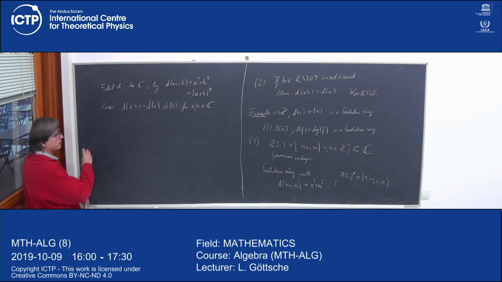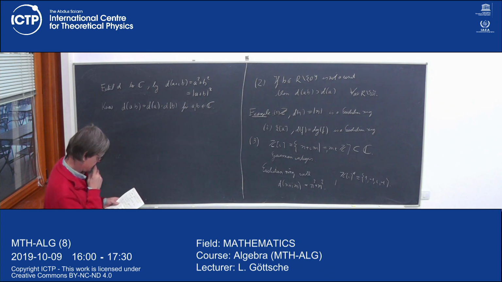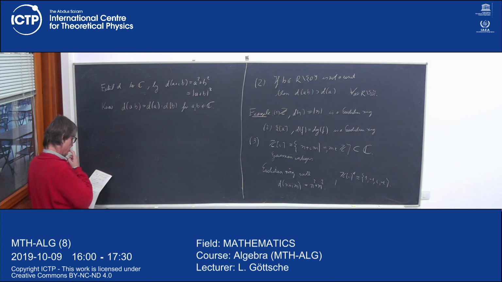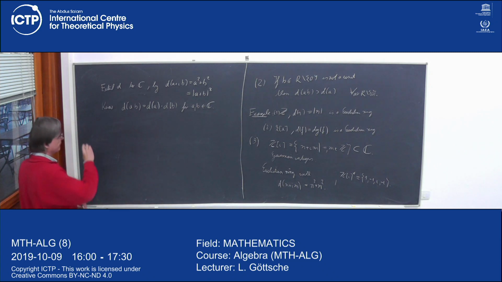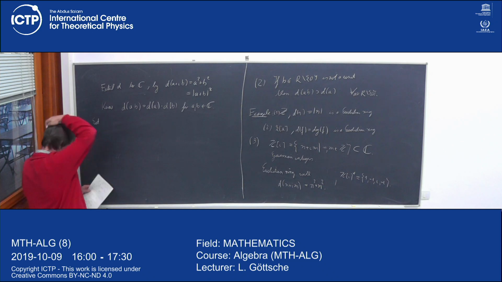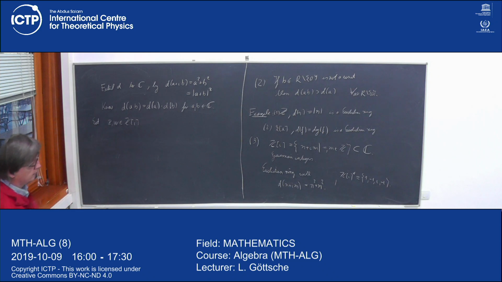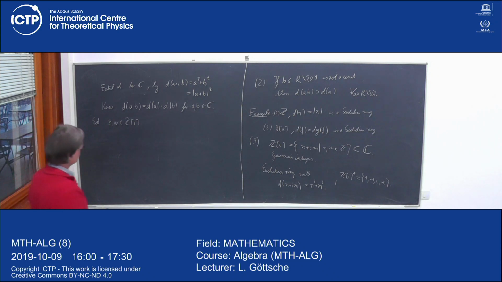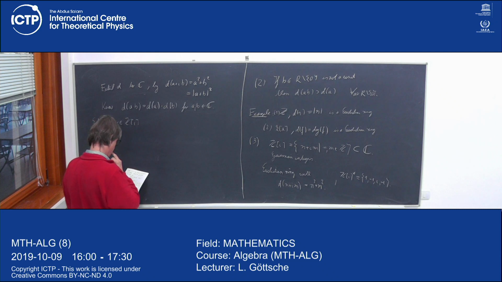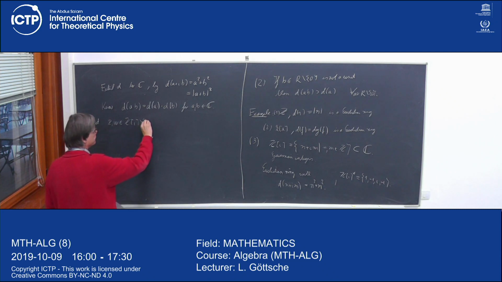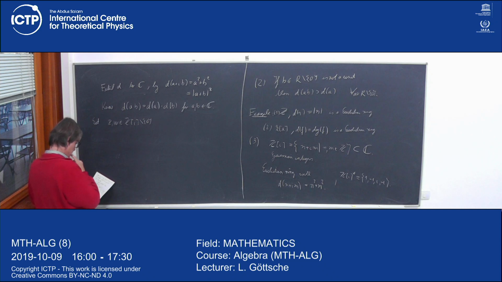But more interesting is the first property. So now we want to make division with rest in Z[i]. So let z and w be elements in the ring of Gaussian integers, and you want to make the quotient. What can we take as quotient? We can first take the quotient in the complex numbers.